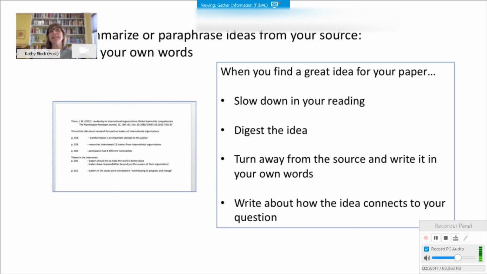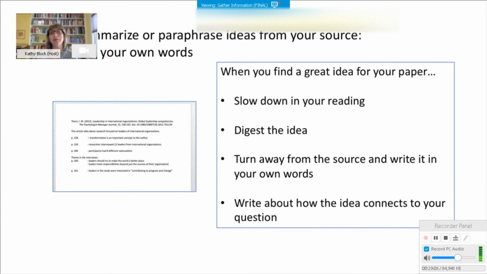If you come across an idea that you think will work really well in your paper, slow down in your reading, make sure you understand it, and then we suggest you turn away from that text and try writing out the idea in your notes in your own words.